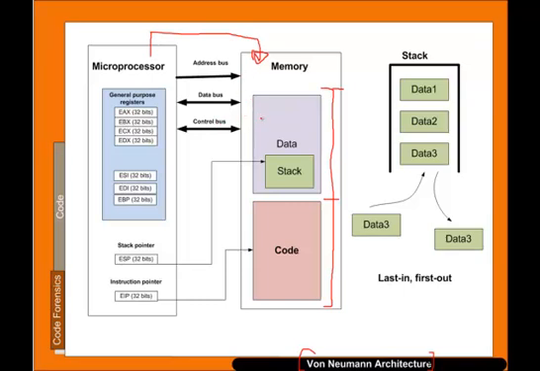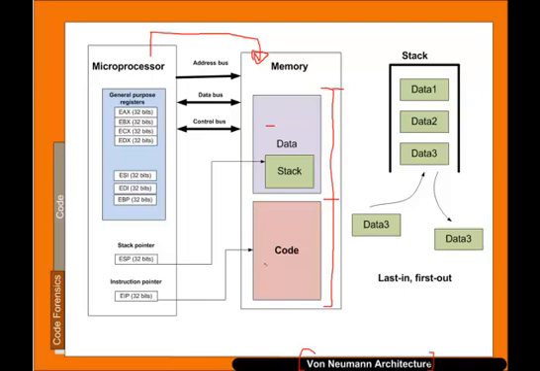Vice versa, if it's reading from memory, it will put the address on the address bus that it wants to read from. That data should then appear on the data bus, and then it would say read, and that way the data would be read into the microprocessor. So the microprocessor really is the brains of the whole machine, and most of the things that go on inside the computer will go through the microprocessor.